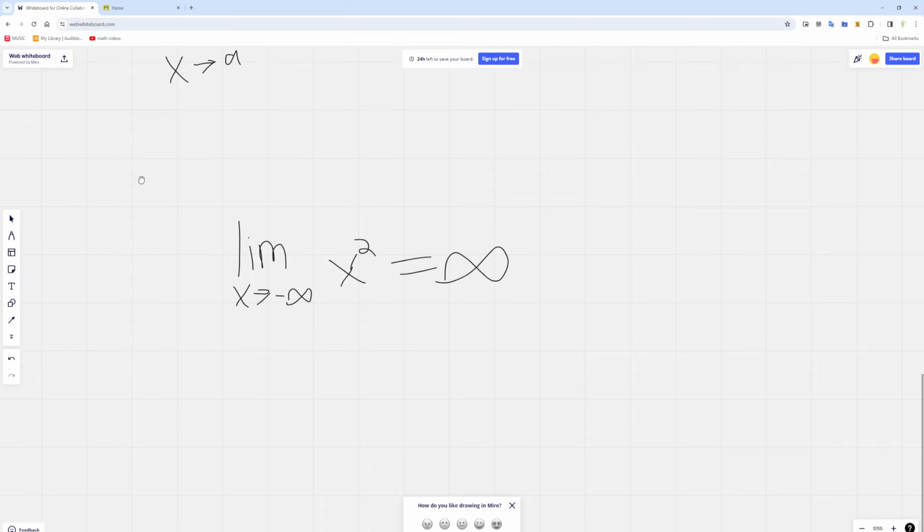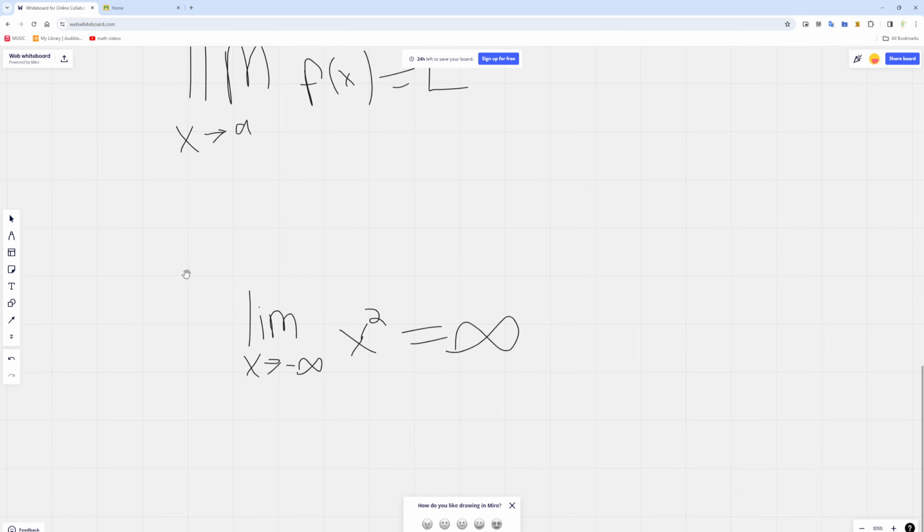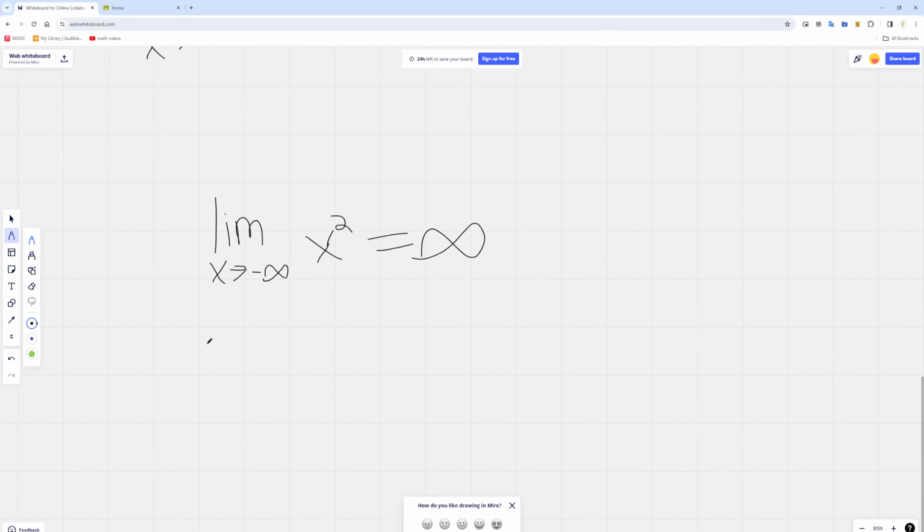And what's interesting also was when we had 1 over x, so as x went to 0 in 1 over x, the limit when we approached from the left was not the same as when we approached from the right. It was not the same. So here we say the limit does not exist, DNE.